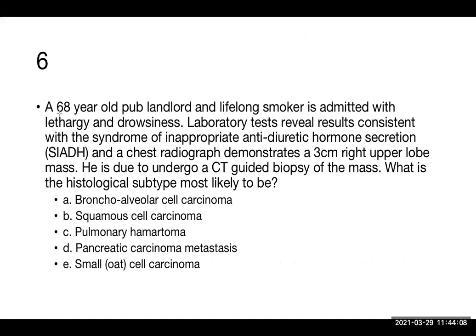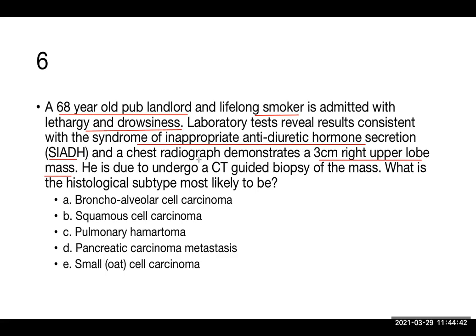See that? A 68-year-old pub landlord and lifelong smoker. He is admitted with lethargy and drowsiness. Lab tests reveal results consistent with syndrome of inappropriate antidiuretic hormone secretion, so it is SIADH. And a chest radiograph demonstrates a 3 centimeter right upper lobe mass.